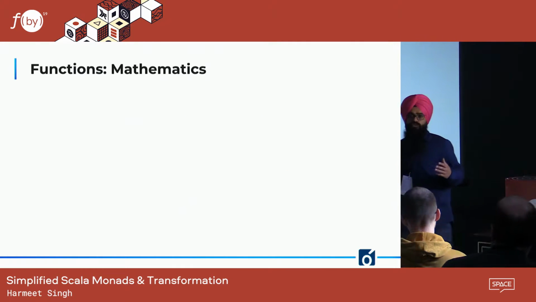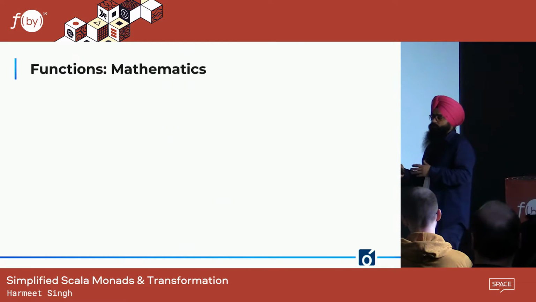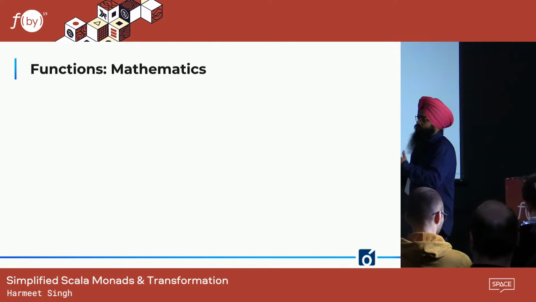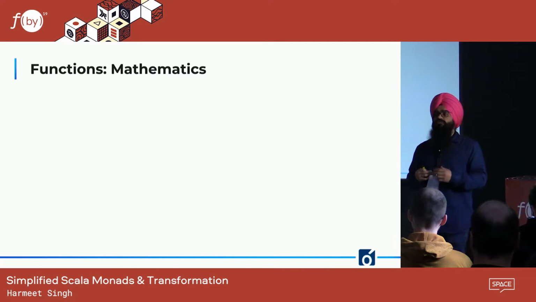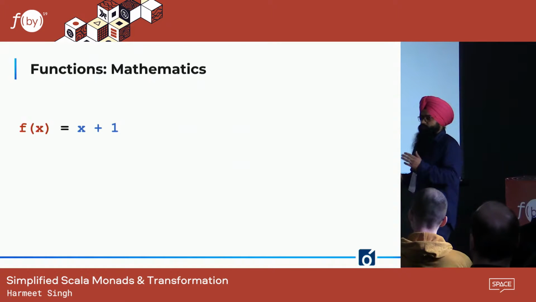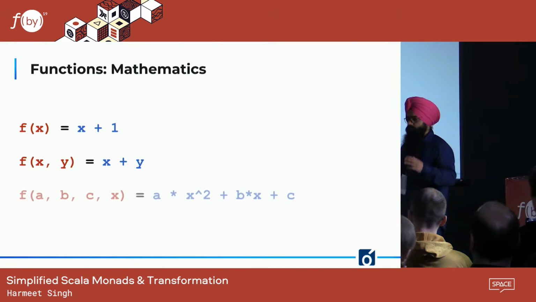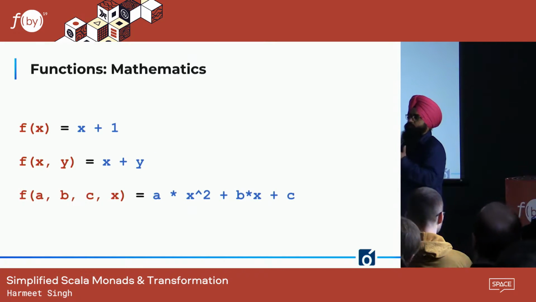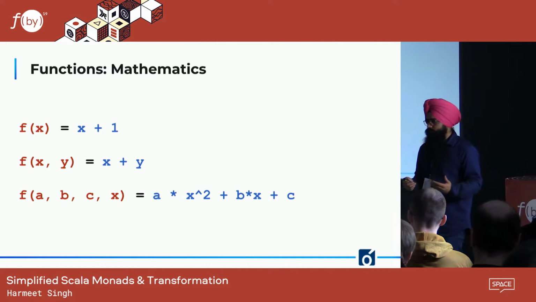As we know, most of the computer science concepts are derived from mathematics. So the functional programming is also derived from mathematics. That means we can also define a function in mathematics. So let's see how we can define functions. f(x) = x + 1, f(x, y) = x + y, and so on. This is the simplest way of defining a function in mathematics.